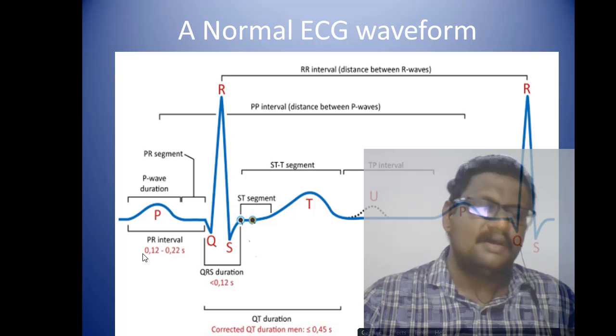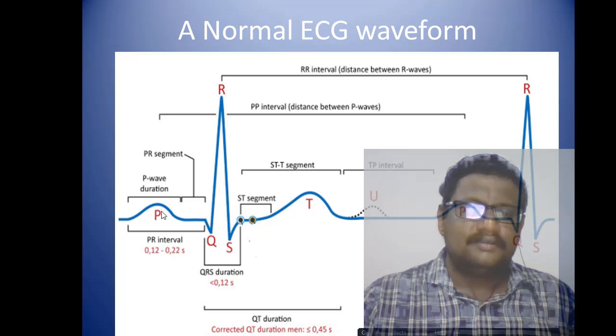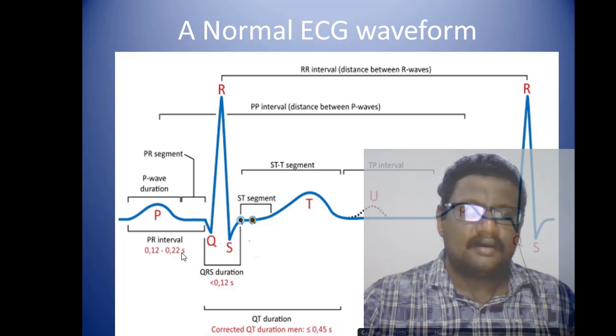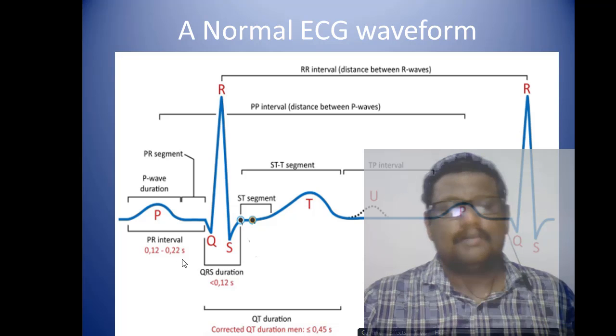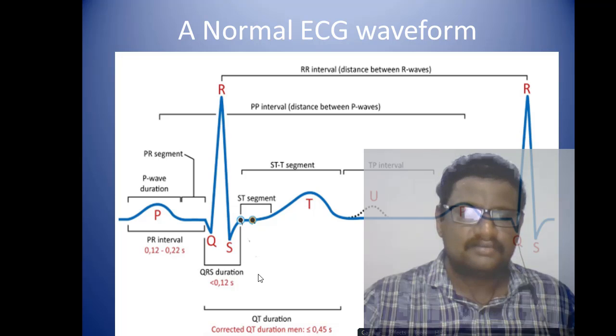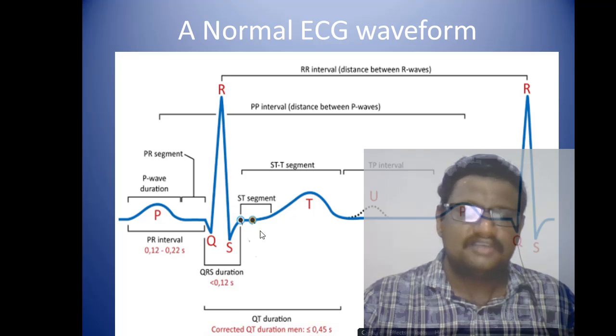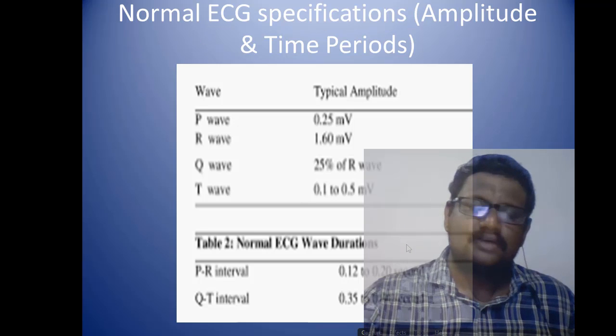waveforms. For example, the PR interval, in the sense from the occurrence of P wave to R wave, this gap should be 0.12 to 0.22 seconds, and the QRS duration, the total duration of the QRS waveform, should be less than 0.12 seconds. Likewise, everything is being measured. In fact, you have a chart for all these.